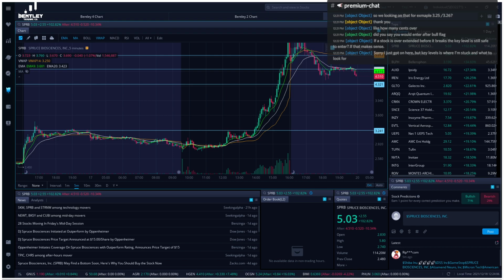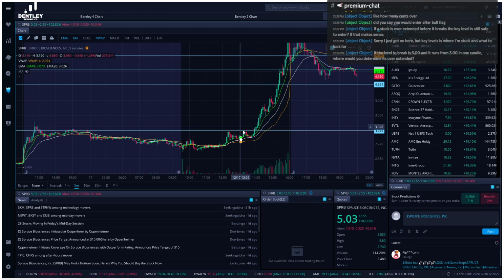If the stock is extended before it breaks the key level, is it safe to enter, if that makes sense? Yes, the higher a stock goes, like right here you see this big run it went on, the higher it goes, the weaker the breakouts are going to be. And that's what it means if you ever hear me say overextended. Each breakout is going to be weaker and weaker, so you risk running into that final break up at the top.